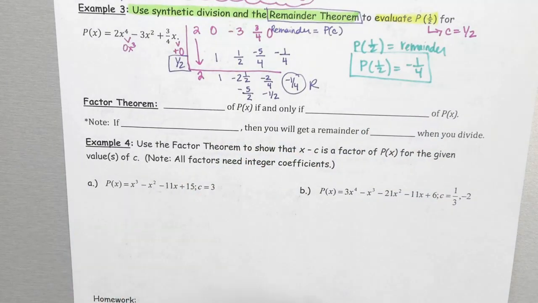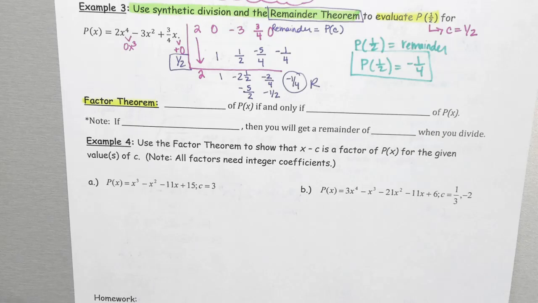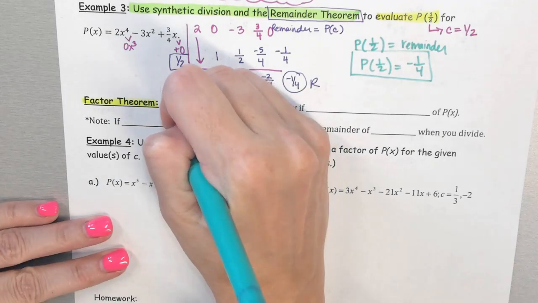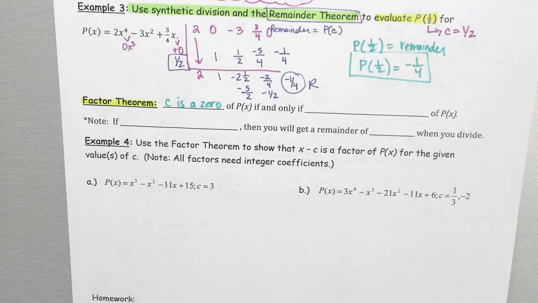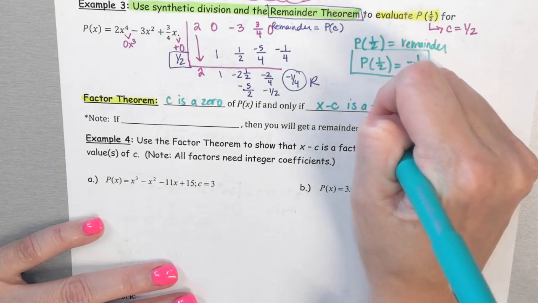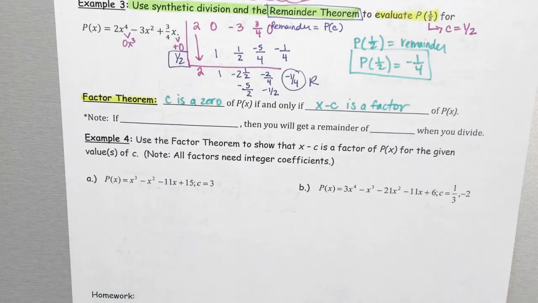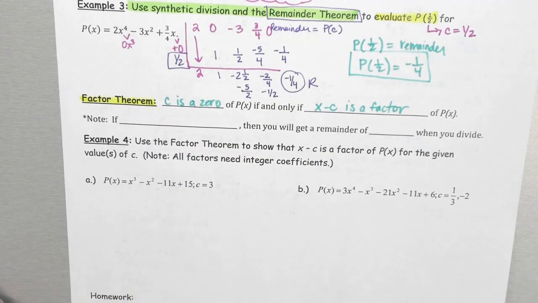The other theorem we're going to use is the factor theorem. The factor theorem tells us that C is a 0 of P of X if and only if X minus C is a factor of P of X. So the value of C is a 0 of the polynomial if and only if X minus C is a factor of that polynomial.